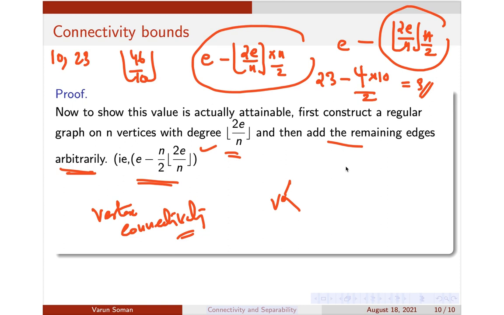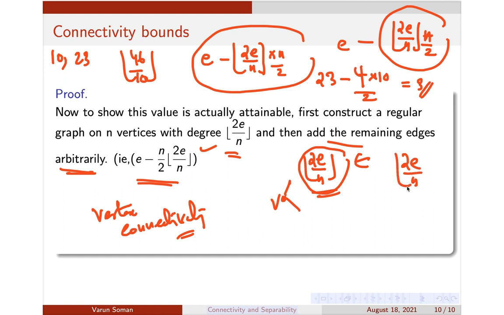So how many connections are there from V? If this graph is regular, each vertex is connected to the floor of 2e by n vertices, because we have constructed the graph in such a way that it is regular. That means every vertex has the same degree, and we have also given more edges when there are extra. Anyway, minimally every vertex is connected to 2e by n other vertices. This is the minimal number possible.